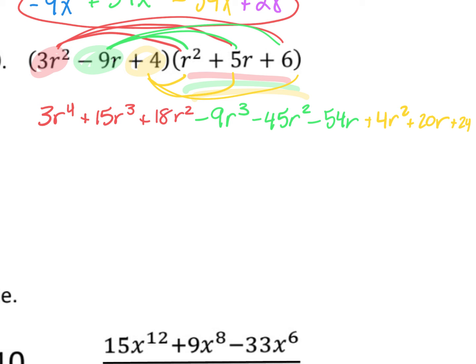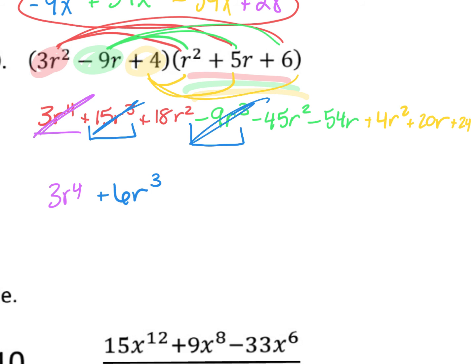All right, so I have 3r to the 4th. So now I'm looking for my r cubes. So I have an r cubed here, r cubed here. So 15 minus 9 gives me 6. Again, r cubed stays as it is. Done with those. I like to mark them out when I'm working with longer problems like this, just so I can make sure I added everything I needed to.